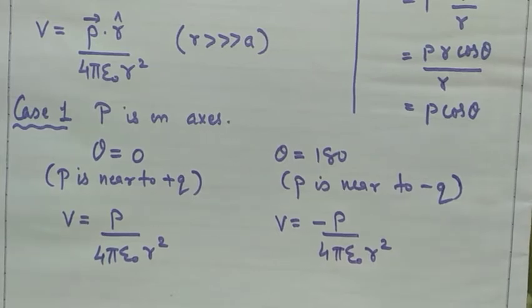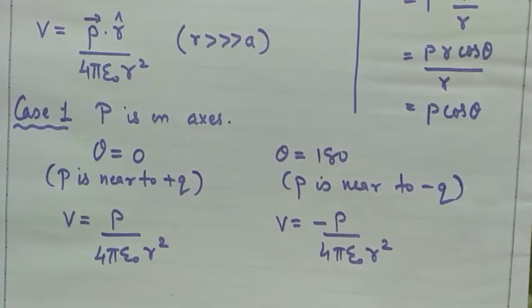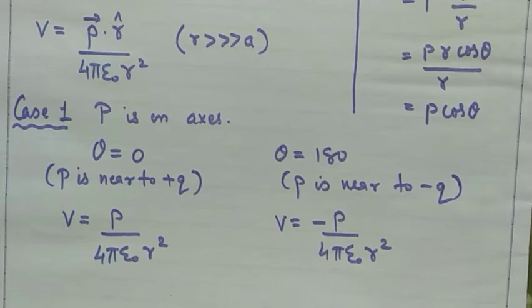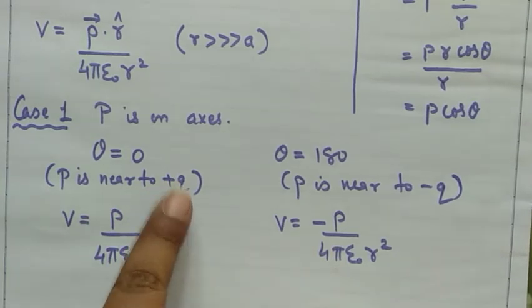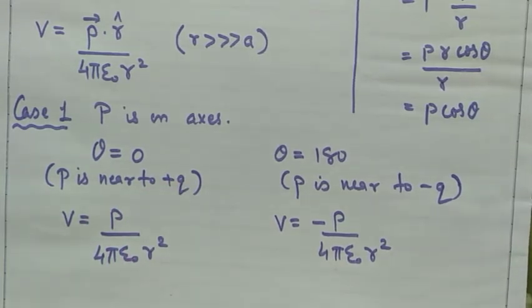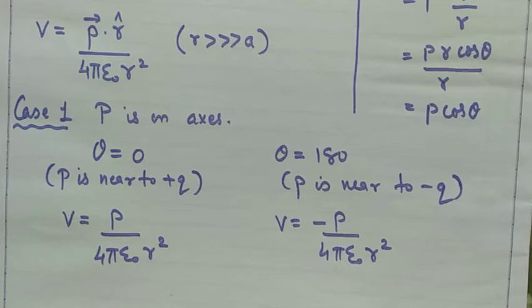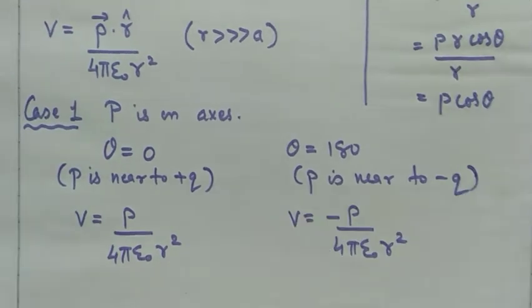So potential will be positive for theta is equals to 0 and it will be negative for theta is equals to 180, or else I can say that potential will be positive when we need to calculate potential at a point P which is near to positive charge, and the potential will be negative when the point P is near to the negative charge. So this was our case 1. We have calculated potential at a point on axial line. Now case 2.